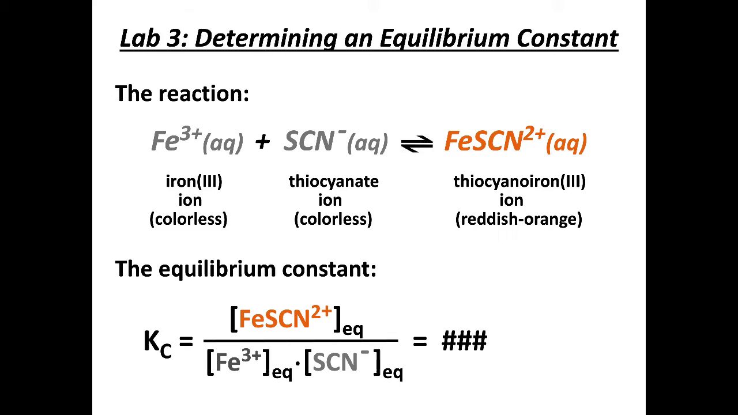And you'll do this experiment, you'll do several trials of it, and you will get roughly the same number for each of the trials. You'll average those numbers, and that will be your reported K sub C value. And then it, of course, needs to be reported for a specific reaction and at a specific temperature, and this reaction will be done at room temperature or 25 degrees Celsius.